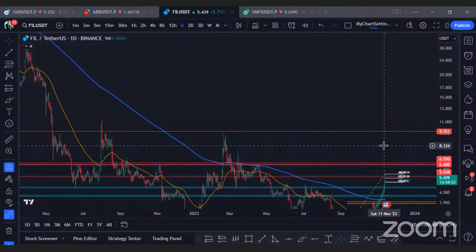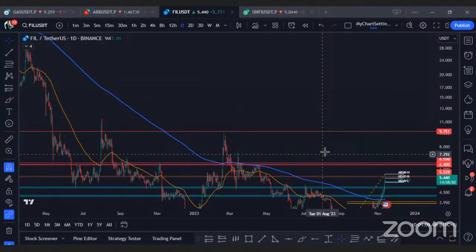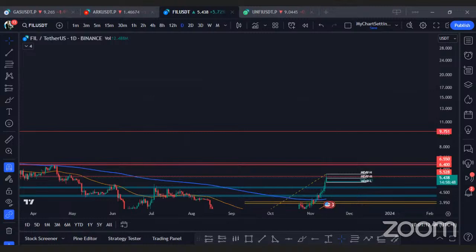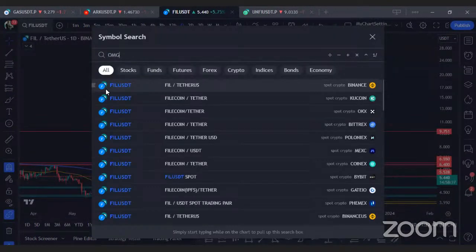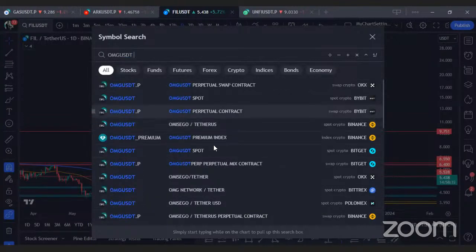And another token that I've missed the entry, it's OMG. I've missed that entry. Some of these altcoins will just wake up and then start pumping, but the major ones that I expect to pump have not started pumping actually.